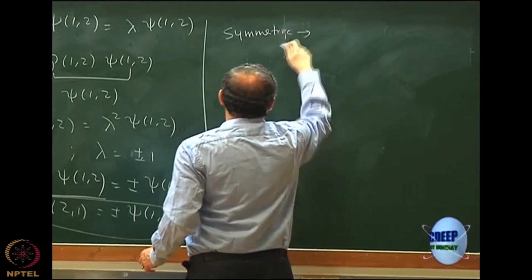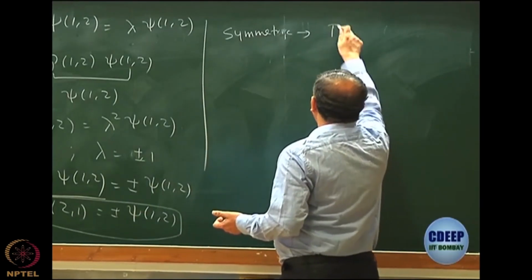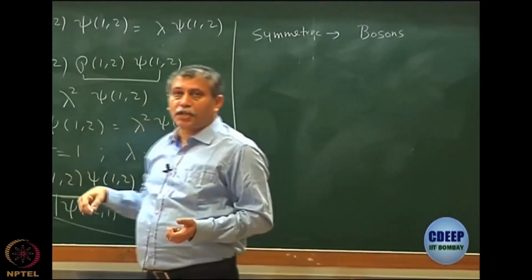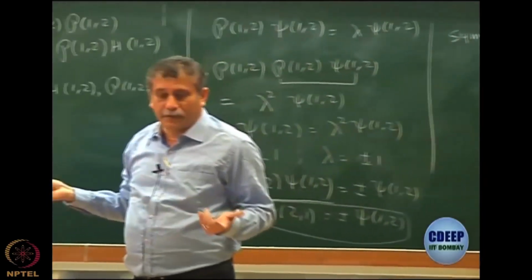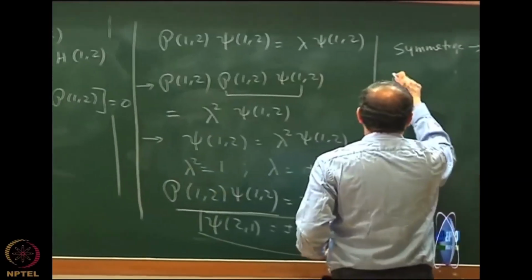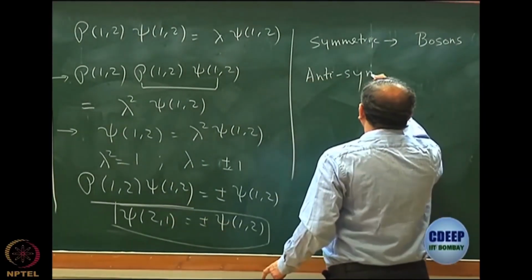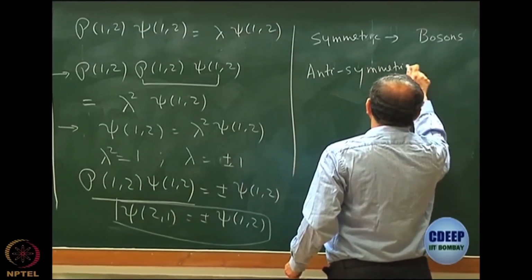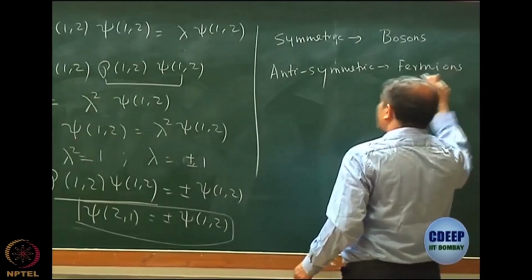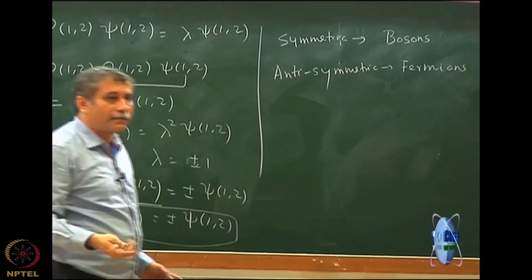then symmetric with respect to interchange of the coordinates, these are called the Bose particles, the bosons, and they follow the very famous Bose-Einstein statistics. And those which are antisymmetric, which essentially means the negative sign here, are the fermions, which obey the Fermi-Dirac statistics, right. So, there are two very important statistics in quantum mechanics.